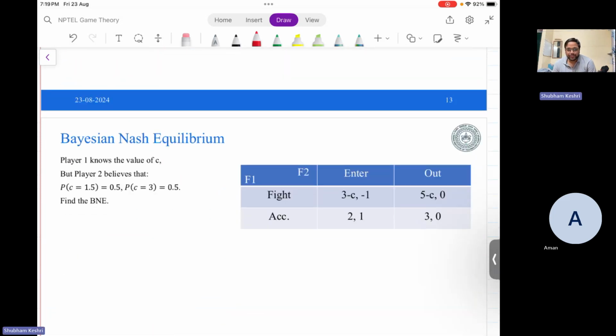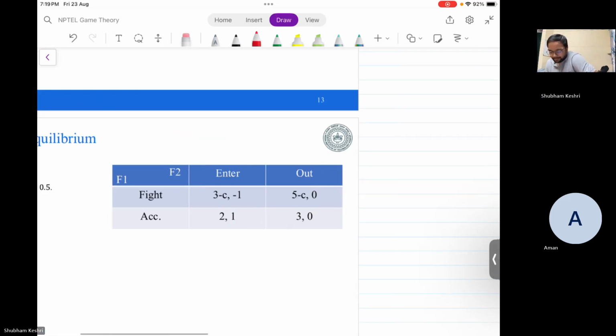So this is the same question. All right. A few things have changed. The C values are changed. It can be either 1.5 or 3. This probability is half and this probability is half. Right? So it can either be 1.5 or 3 with probability 0.5. Same problem, we will proceed with a similar approach.